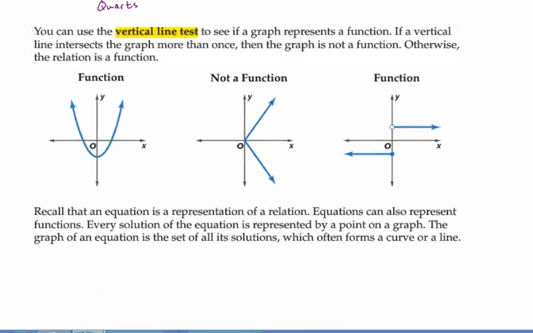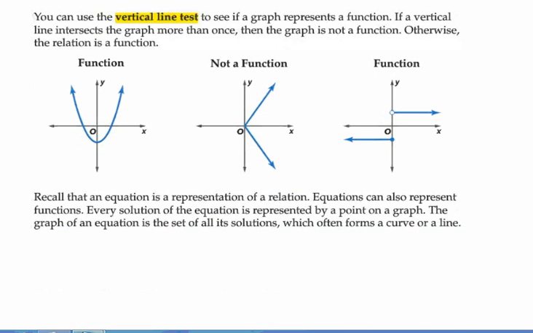Alrighty, moving right along. Going back to the whole function thing. Sometimes we can see the x value not repeating. Other times, if we're looking at a graph, we can do what's called the vertical line test. It says you can use the vertical line test to see if a graph represents a function. If a vertical line intersects the graph more than once, then the graph is not a function. Otherwise, the relation is a function. I call this the raindrop test: if it rains, that raindrop can only hit the graph one time. If it only hits once, it's a function. On this one, the raindrop hit it once and twice. We have a problem, so that's the reason why this is not a function.